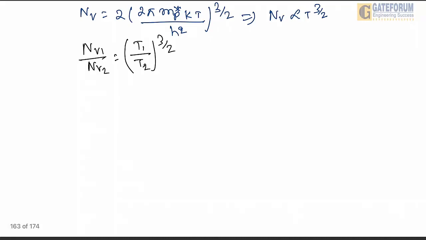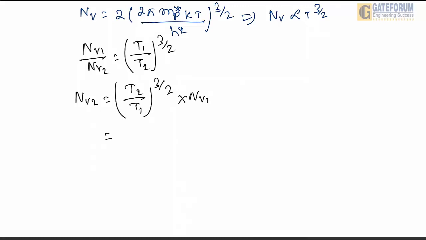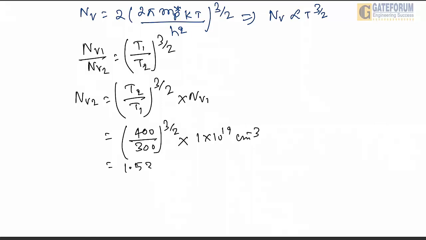So from here we get NV2 is equal to (T2 by T1) raised to 3 by 2 into NV1, and now we need to substitute the values of T2 and T1. So T2 is 400, T1 is 300, raised to 3 by 2, and the NV1 value, meaning the NV value given in the question itself, is 1 into 10 raised to 19 per centimeter cube. So after calculating this, we will get 1.5396 into 10 raised to 19 per centimeter cube.